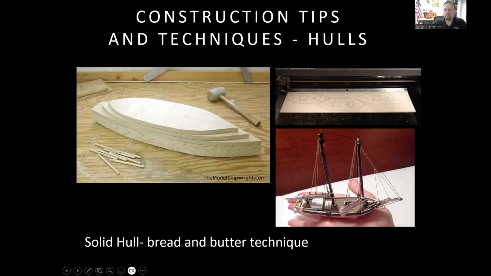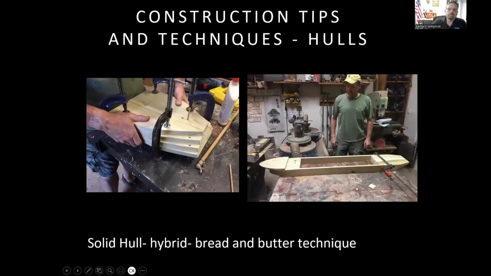And this is a little example of a bread and butter hull I made for an N-scale Pungy schooner. Here you can see on my laser, I cut the little layers out of basswood and then built the hull up that way, sanded it down until it was appropriate, and then stuck the masts and things on it.